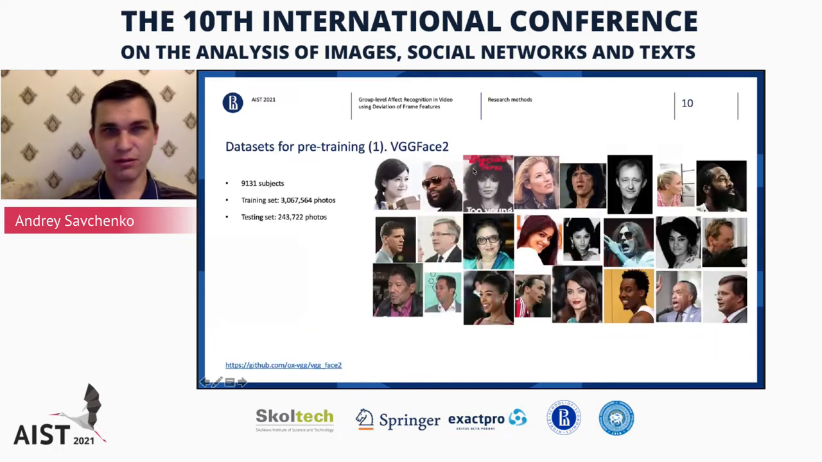Okay, so we use a rather large data set, VGGFace2, to pre-train the face identification. These are the parameters of this data set and some examples. It's well known that pre-training on this data set leads to really good quality of face identification. But again, as I said before, we used the margins of these faces, so we didn't consider the background, we didn't consider the hair. We mainly concentrated on the part of the face related to emotions.